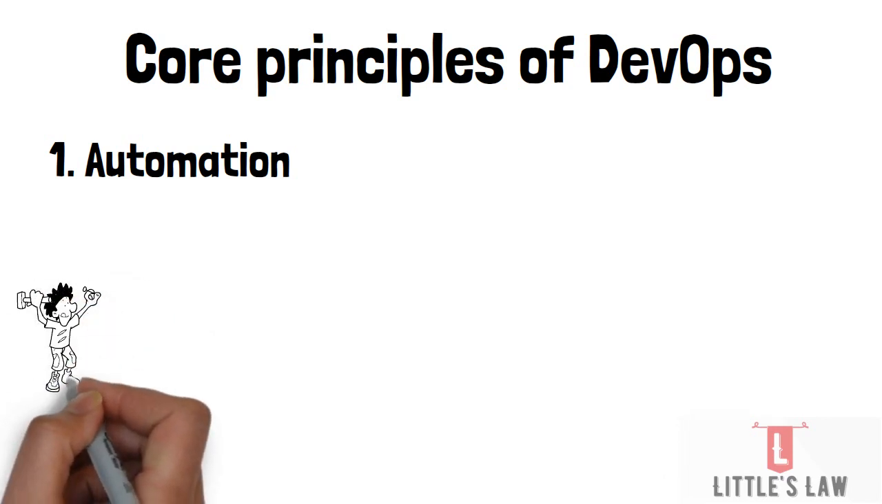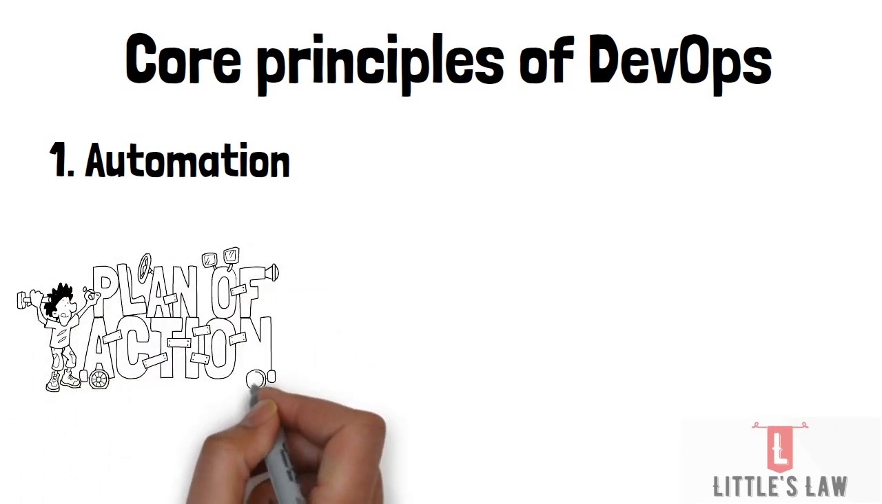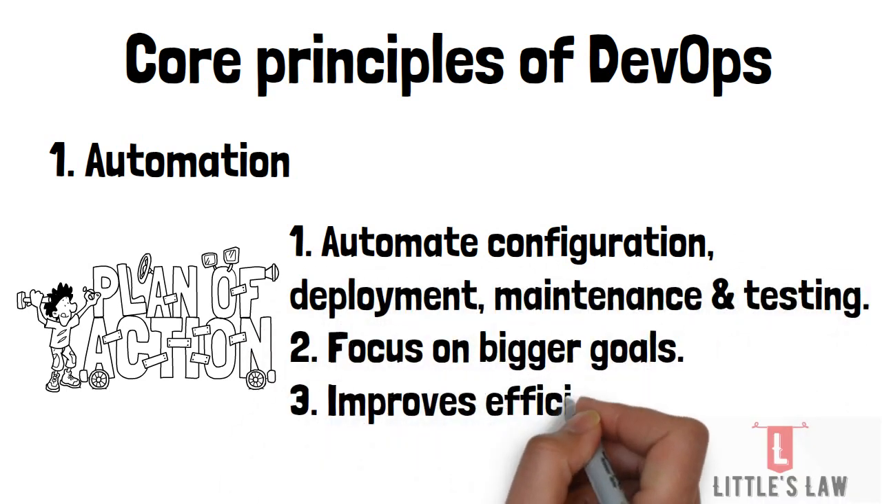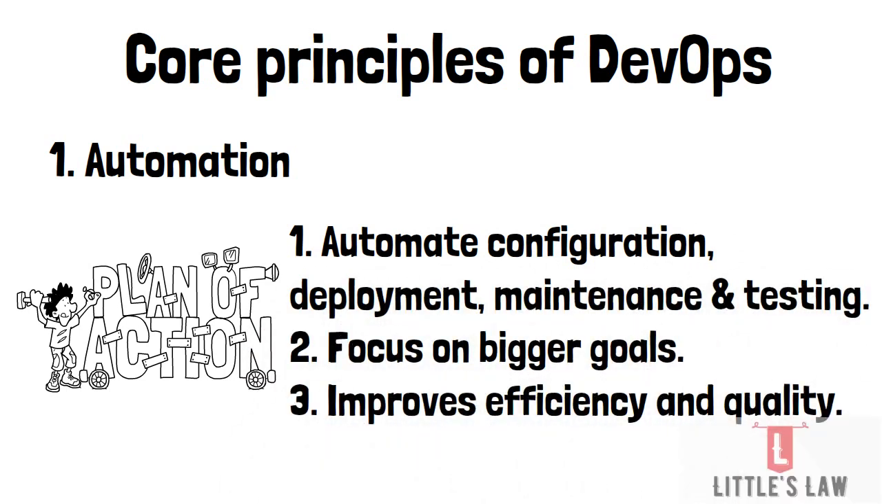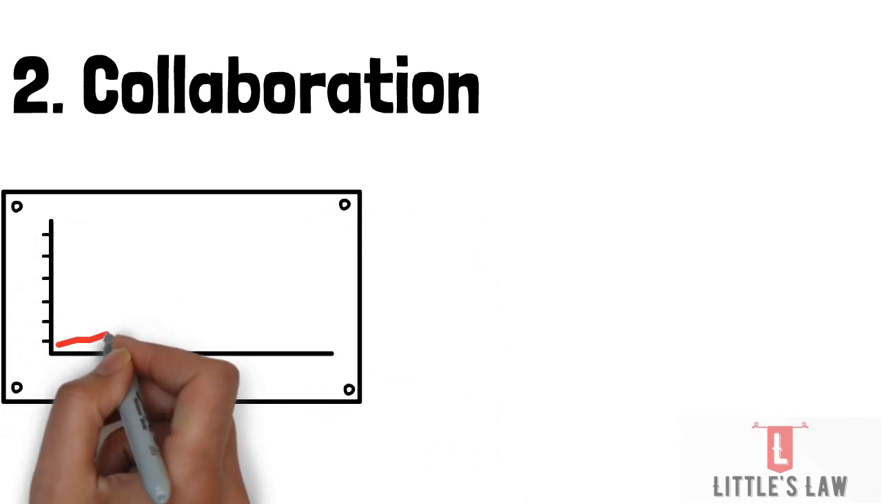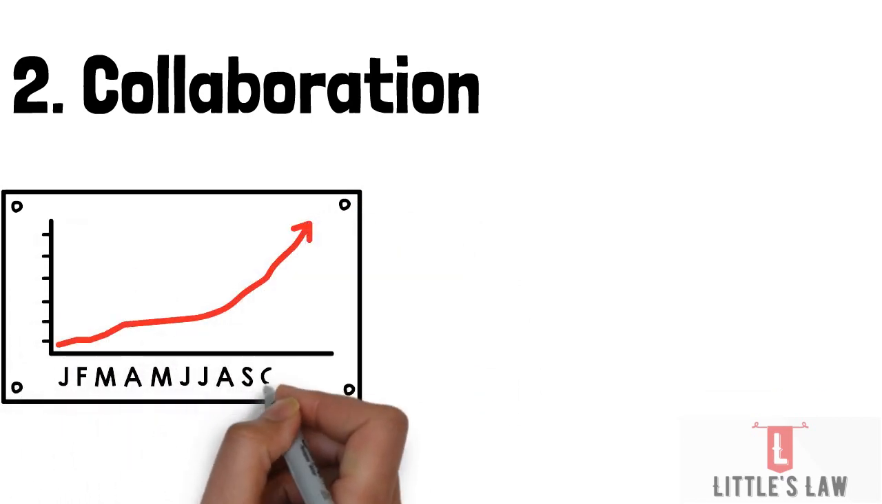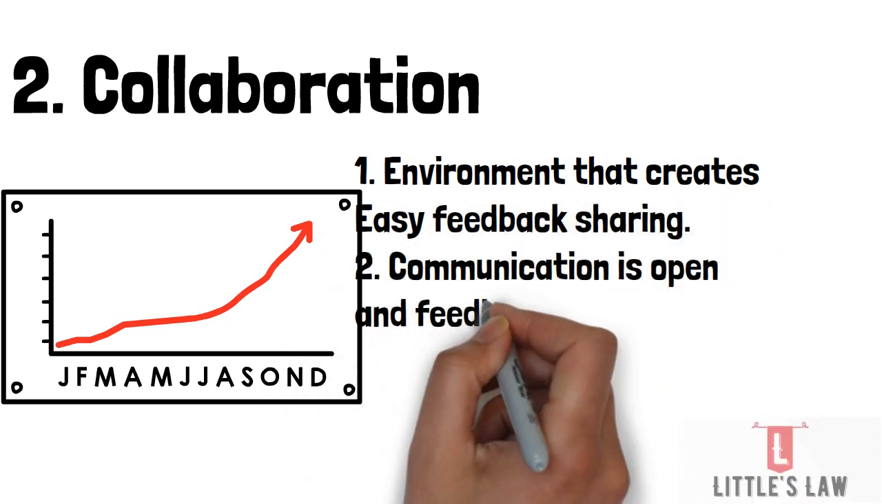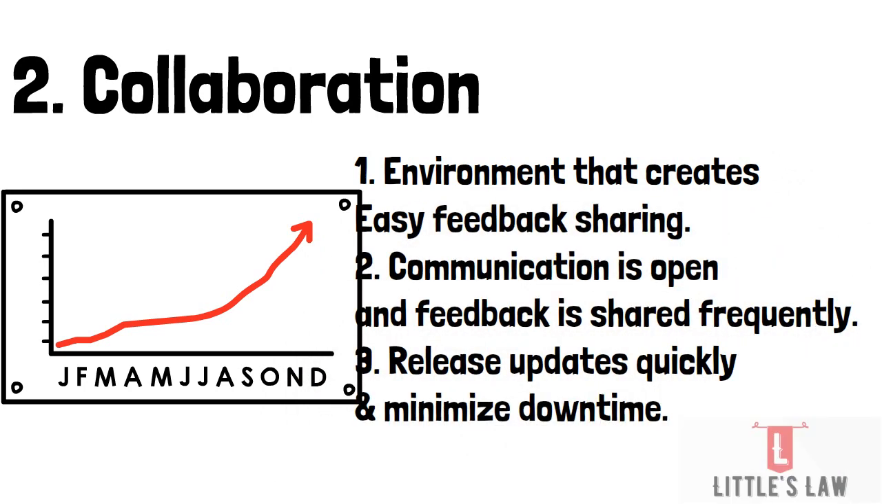The key priority of DevOps best practices is automating as much of the configuration, deployment, maintenance, and testing processes as possible. This allows staff to focus on bigger priorities rather than repetitive manual tasks. In the end, this saves time, adds efficiency to the team's operation, and improves product quality. Next comes collaboration, where DevOps creates a collaborative environment that facilitates easy feedback sharing. When communication is open and feedback is shared frequently, DevOps teams can release updates quickly and minimize downtime.